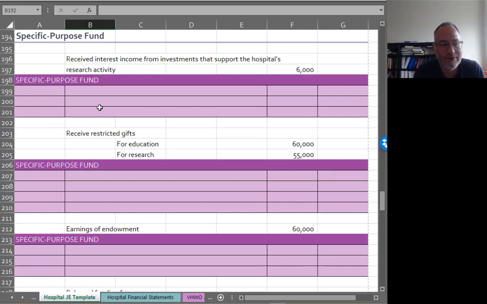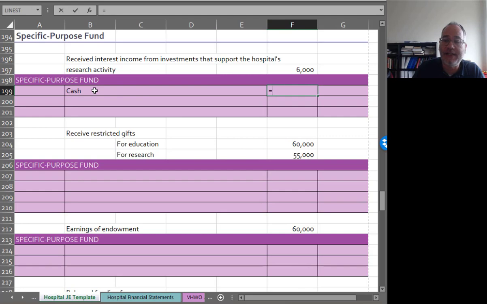Specific purpose fund. Receive interest income from investments that support the hospital's research activity. So remember, again, what we're talking about with a specific purpose fund is a fund with donor restrictions. The donor said you can only do this with the money. So we had investments and they said you can't spend these investments, and the income from the investment has to go to research activity. And we took the money into research activity in the general fund before.